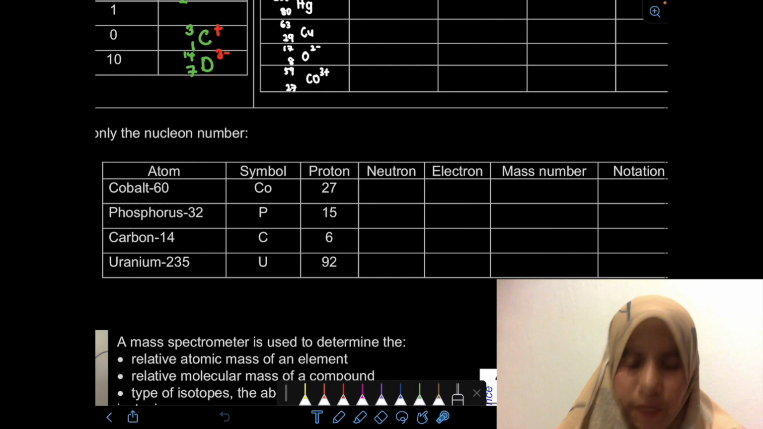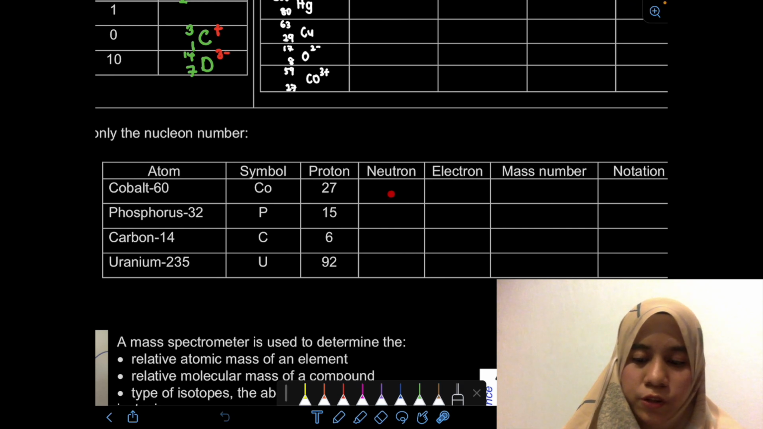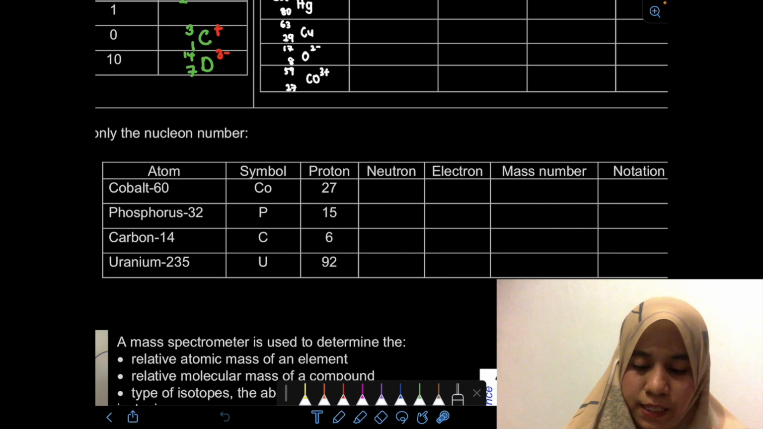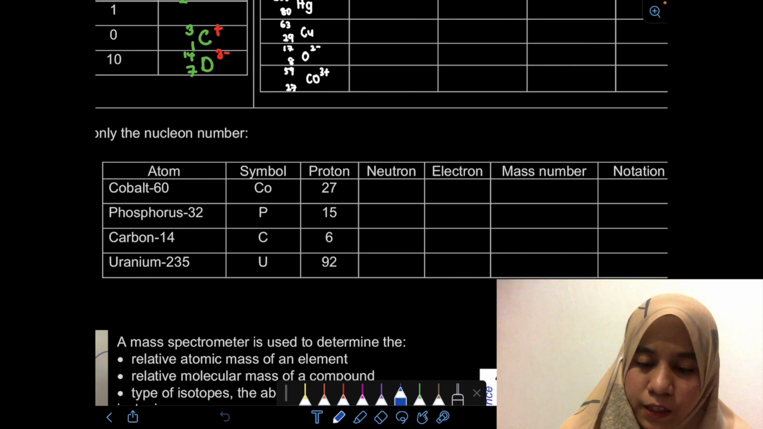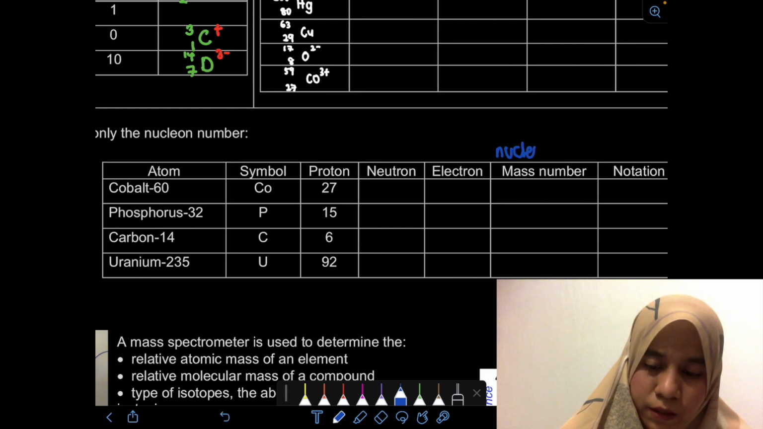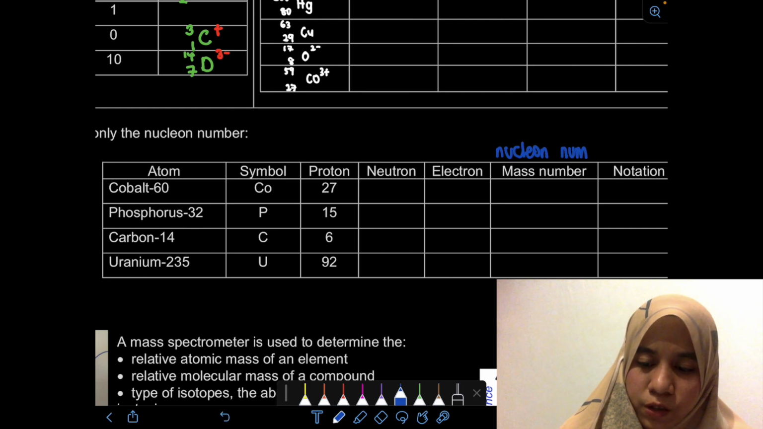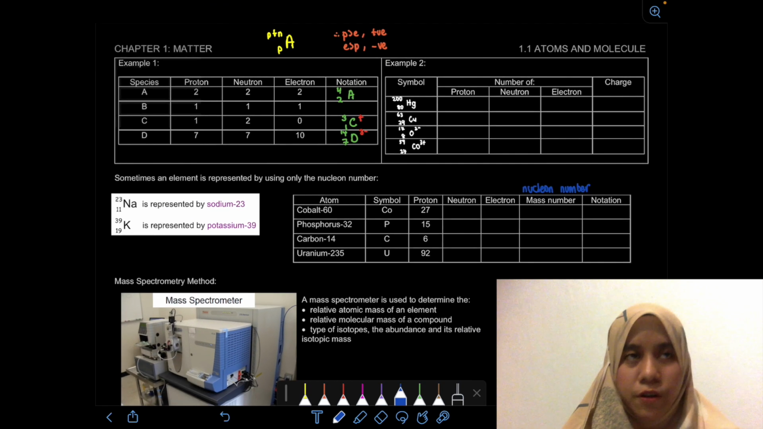Okay, so dekat sini simbol proton, neutron, elektron. Mass number ni, yang ini je yang lain sikit. The mass number ni sama dengan kita punya nucleon number. So, ini pun sama juga. I'm going to give you Google form so you can answer it yourself.